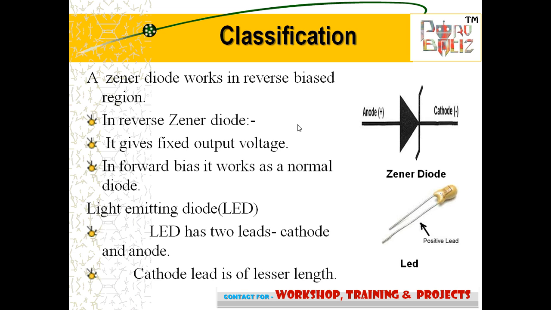Light emitting diode, LED. LED has two terminals, that is cathode and anode. Cathode lead is of lesser length. Here the positive lead, that is anode, is of greater length and the cathode is of lesser length.